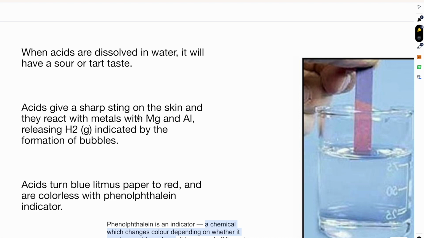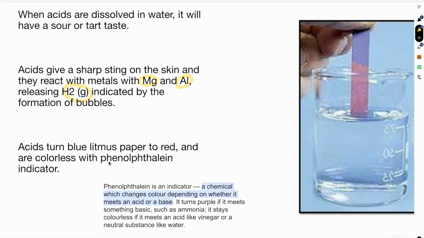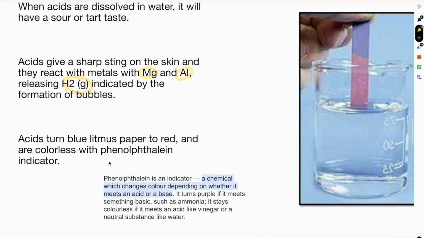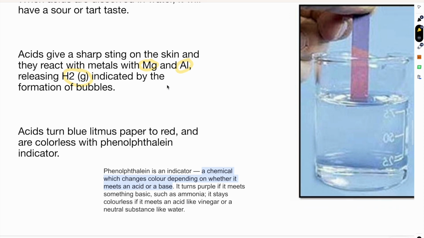Acids give a sharp sting on the skin and they react with metals like magnesium and aluminum, releasing hydrogen gas, H2, indicated by the formation of bubbles. Acids turn blue litmus paper to red and colorless with phenolphthalein indicator. So if you're familiar with litmus paper, there are two types, the blue one and the red one. To check if it's an acid, when you soak it in acid, the blue litmus paper will turn to red.